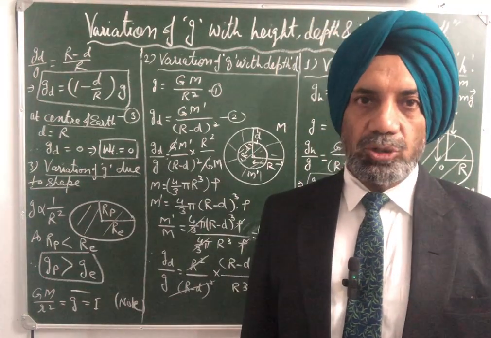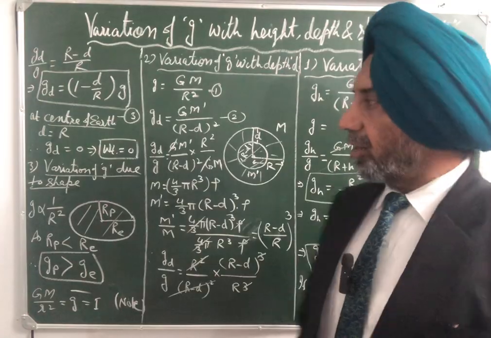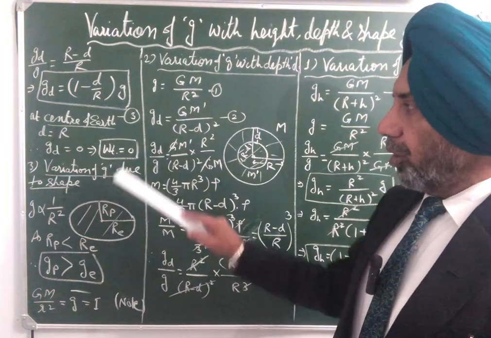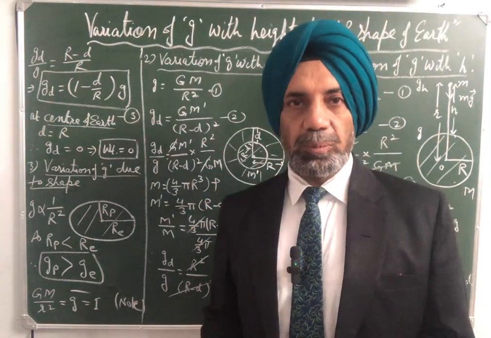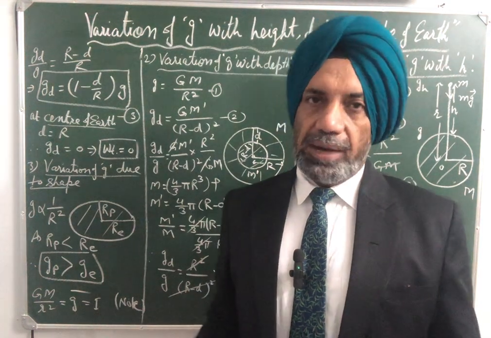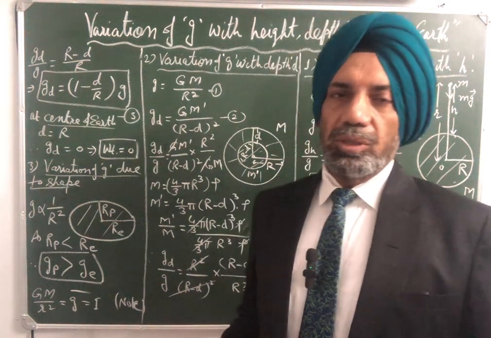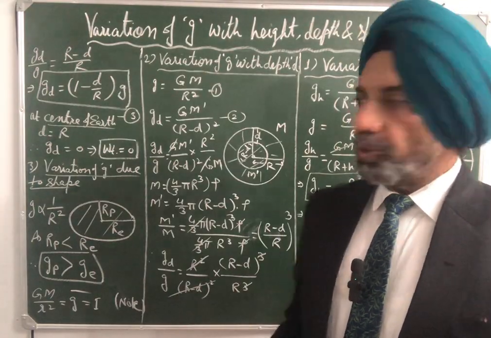You may be asked to show that the weight of a body is 0 at the center of earth. Weight of a body is 0 at the center of earth because there is no acceleration due to gravity, and weight is given by the product of mass and acceleration due to gravity.